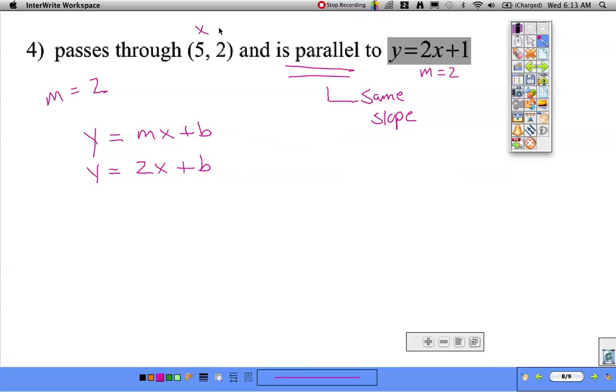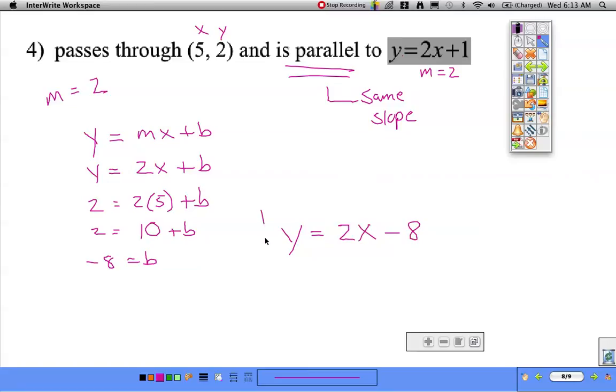Well, I'm given a point that it passes through, so I can use this x and this y in my equation. So 2 should equal 2 times 5 plus b. Calculate my y-intercept. So 10 plus b should equal 2. That means negative 8 must equal my y-intercept. So the equation that passes through that point and is parallel to this line would be y equals 2x minus 8.